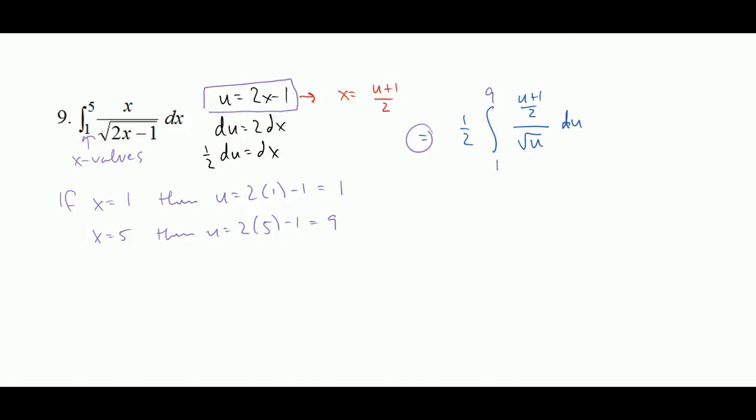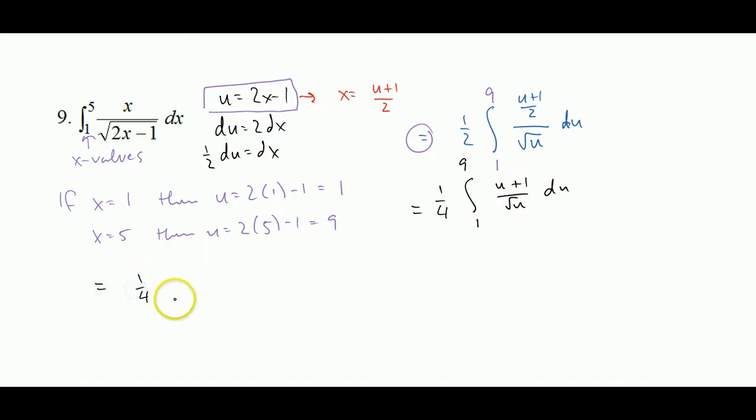Alright, so let's go off to work here. This will be equal to, now I look at that u plus 1 divided by 2 divided by square root of u. I know that that u plus 1 divided by 2 is multiplying by 1/2, and I can kick 1/2 out front, so I'd end up with a 1/4. The antiderivative from 1 to 9 of u plus 1 divided by the square root of u du, which I know that I can rewrite. I'm going to come over here to the side.